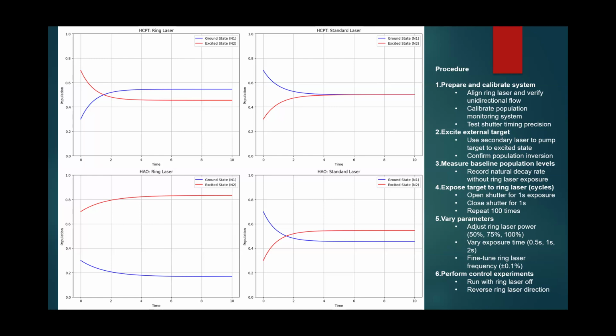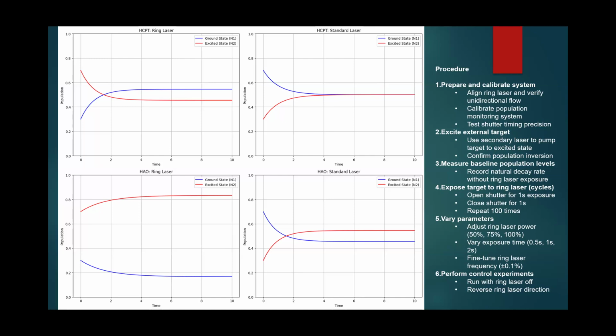Just to observe some population dynamics, we find that in the standard laser setup, N2 and N1 converge to the same value if HCPT is correct. We don't really see this with HAO. Additionally, if N2 decreases when N2 is greater than N1, then we would have confirmed HCPT.